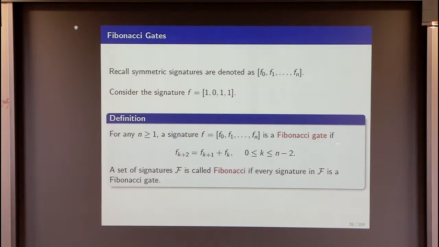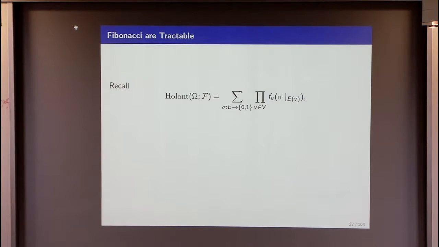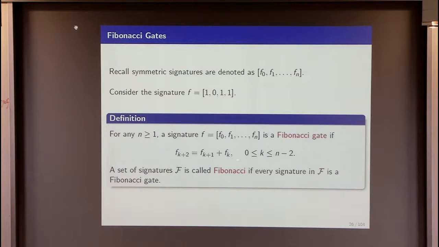So now, it turns out that we can define such a signature as a Fibonacci gate if it satisfies the Fibonacci recurrence. So I can write down a Fibonacci sequence of any length. And then these will be functions you can put on a graph, and then you can ask, well, what is the Holant problem? What's the value of that? It turns out that these are computable in polynomial time. I think it was a bit of a surprise, at least to us. But more importantly, this represents a class of problems that are tractable.